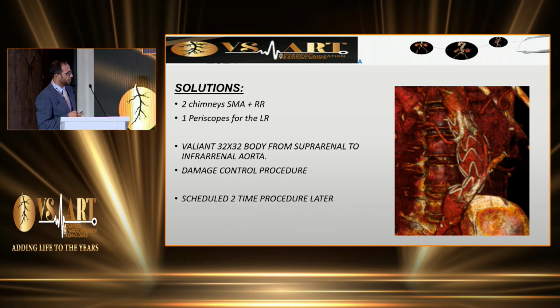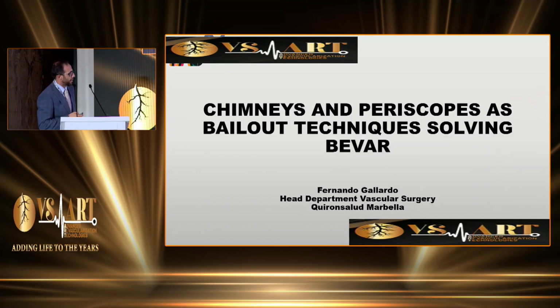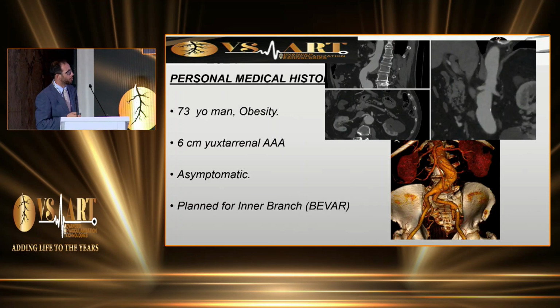The patient was scheduled for a second procedure to treat the abdominal aortic aneurysm 3-4 weeks later, but the problem is that 18 days after the procedure, he had a massive gastric bleeding. We did a new scan, everything was patent, but the patient died. And the third case is how to solve with this technique, bailout chimneys, problems during EVAR.